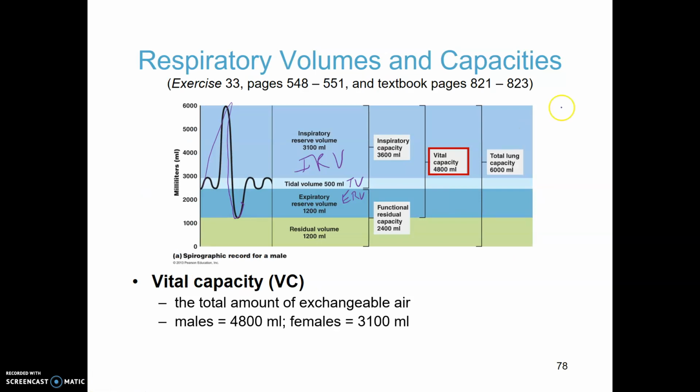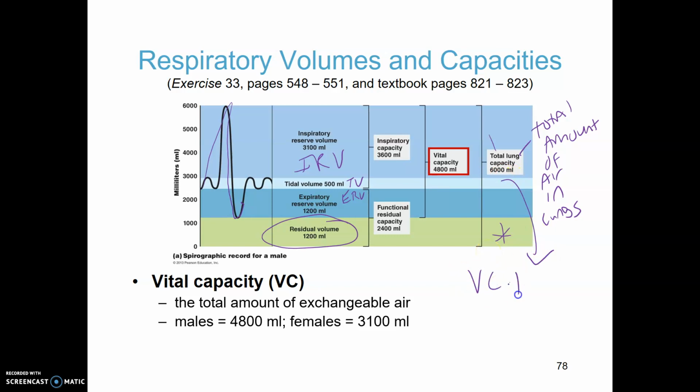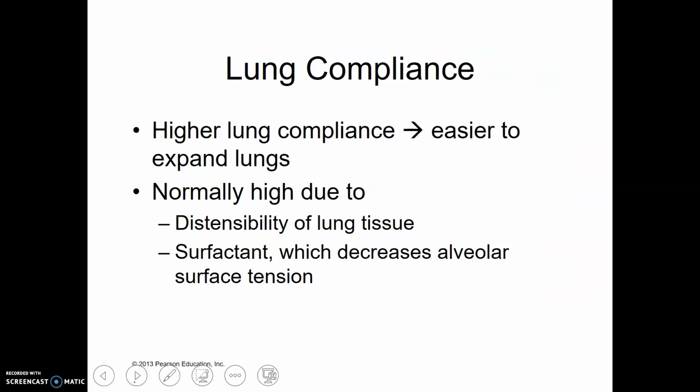The last thing you have here is the total amount of air. So your total lung capacity, again, is going to include the air that never even leaves. So it's your vital capacity plus your residual volume. Okay. So let's do VC plus RV equals TLC. Boom, we're done. Okay. So let's talk about lung compliance.